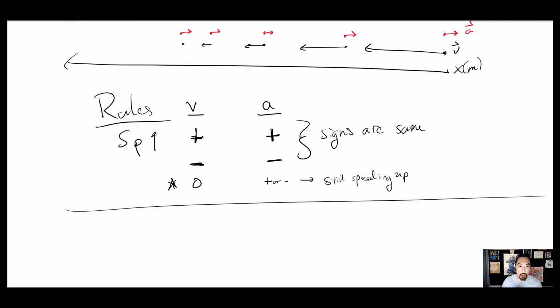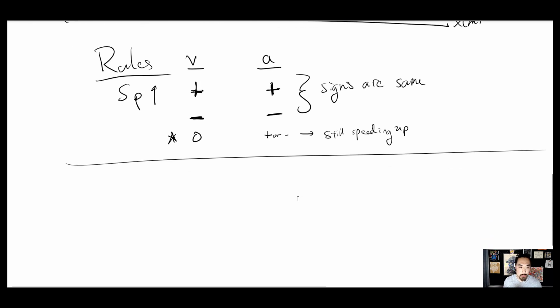Okay, with that, the rules for slowing down, you can probably figure this one out, but just in case, let's do this. If we are moving to the right, but we are slowing down, that must mean that our acceleration is negative. Or we could be moving to the left, or in the negative direction, but we are slowing down, therefore our acceleration must be positive. Notice here, signs are opposite.